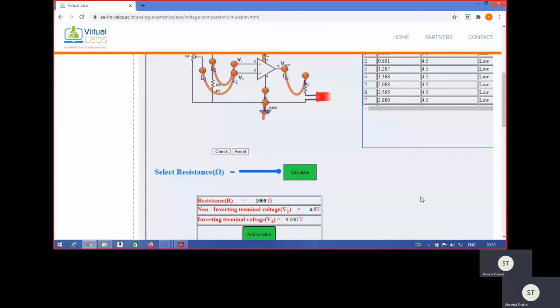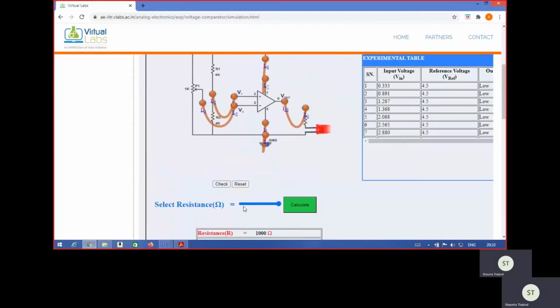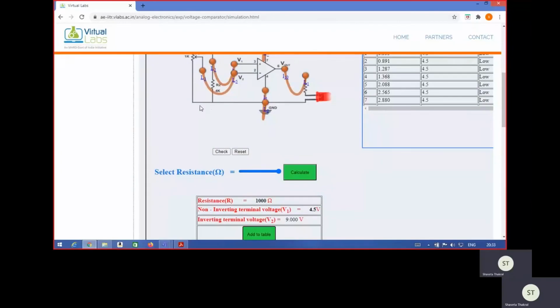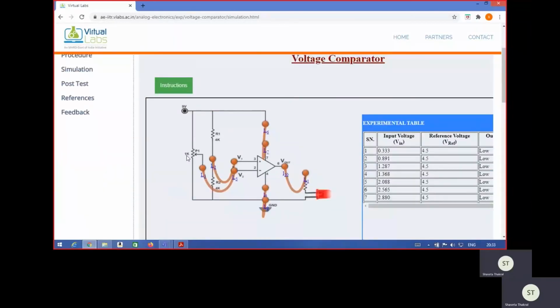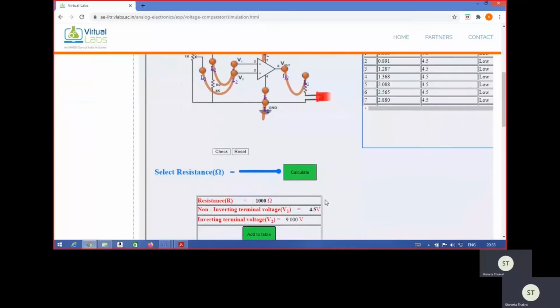So here we have done the calculation for the various values of resistances. The maximum we can vary up to 1000 ohm because we have put here the resistor of 1 kilo ohm. So we have started with 0 ohm, and with the help of this potentiometer, we have changed the value from 0 ohm to 1000 ohm. And with the help of this variation, we can observe in the last reading the input voltage is greater than the reference voltage. So output generated here will be high and the LED is glowing.